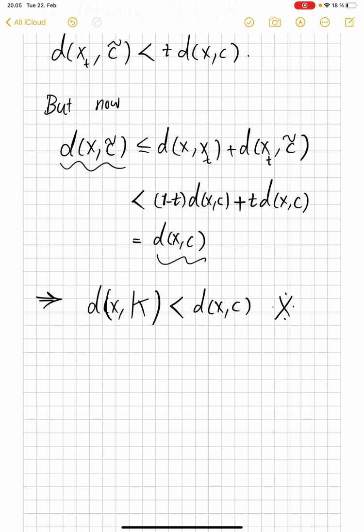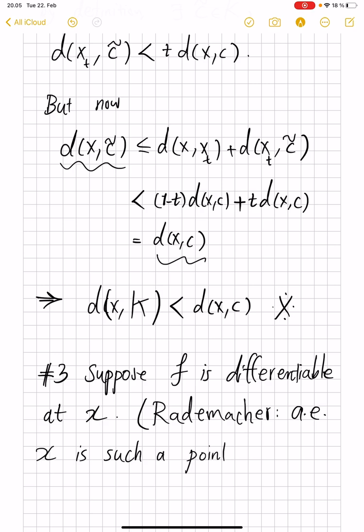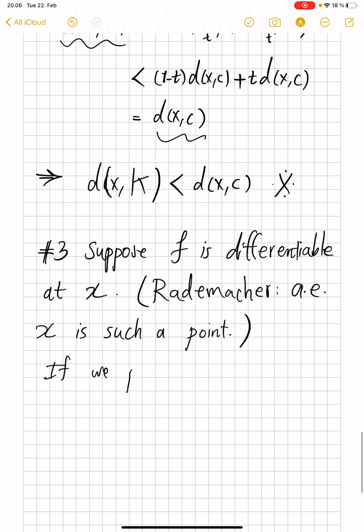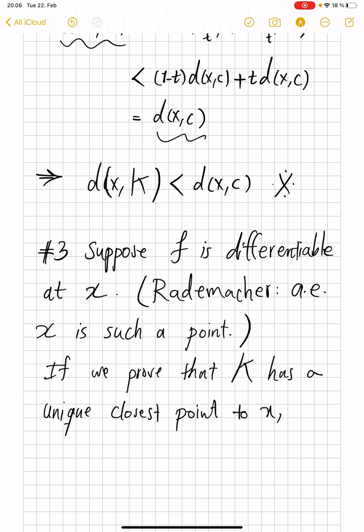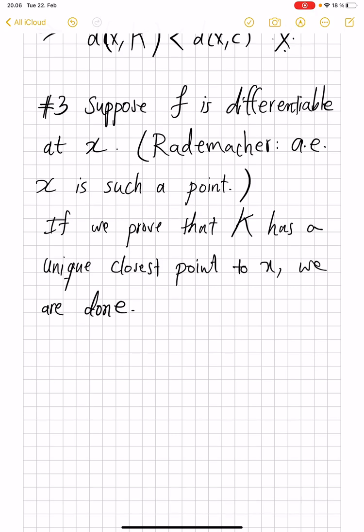Okay, now let's move to part 3. Suppose f is differentiable at x. We know from Rademacher that almost every x is such a point, so we have ignored a null set. If we prove that K has a unique closest point to x, we are done. What I'm showing is that whenever the function is differentiable at an x, that x is among the points with a unique minimizer in K.